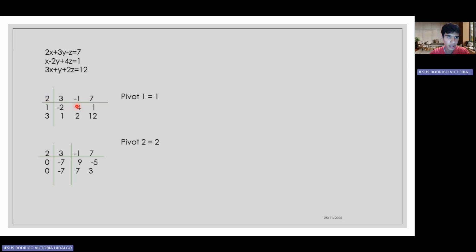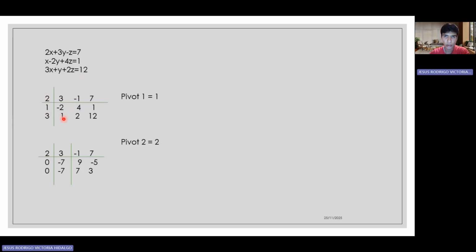We get the next position: 2 times 4 is 8, minus 1 times 1, so 8 minus 1, we get 8 plus 1. We have this 9 right here. Then we get the next position: 2 times 1 is 2, minus 7 times 1, so 2 minus 7 is minus 5. It's this position right here.